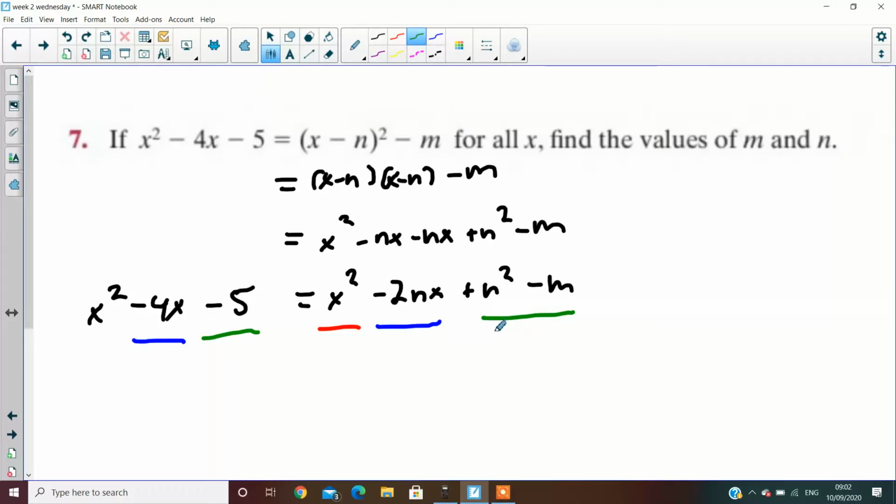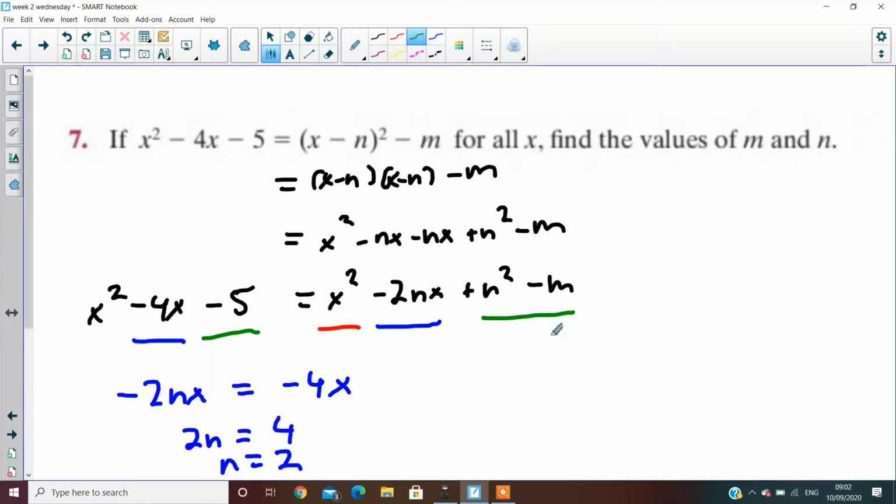So let's start off with the blue part. The blue part would say that 2nx equals minus 4x. Then what happens, guys? Cancel the minuses, cancel the x's, and what's left over? 2n equals 4, and then n equals 2.